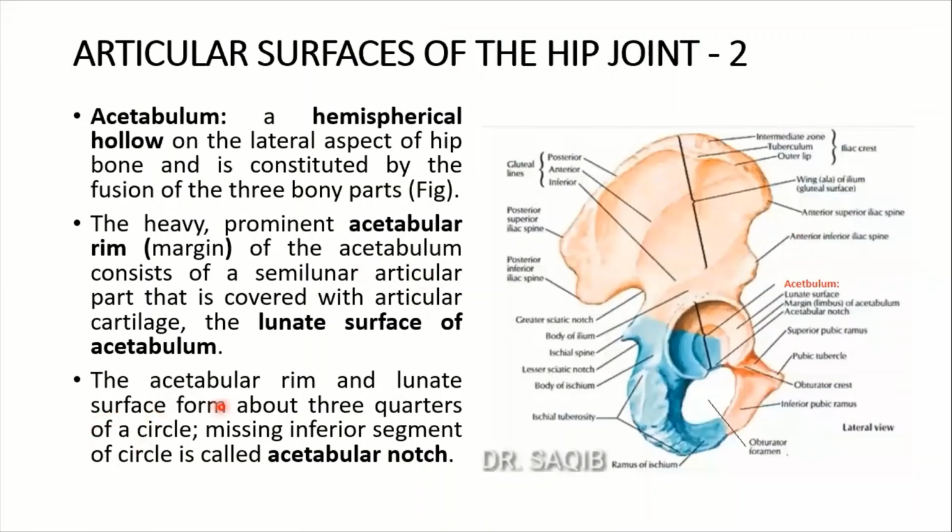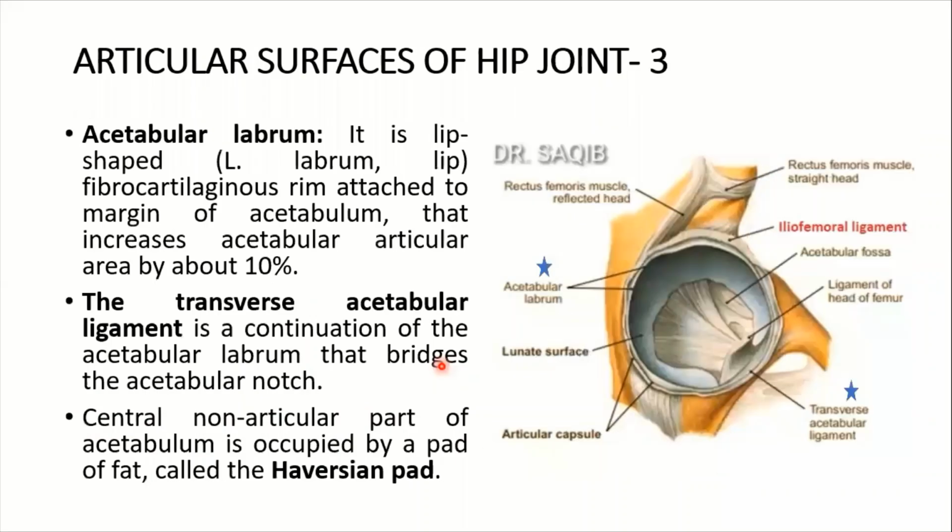And the acetabular rim and the lunate surface form about 3/4 of a circle. The missing inferior segment of the circle is called the acetabular notch. I showed you already this. So a few words about the acetabular labrum. It is lip-shaped. The Latin word labrum means lip. It is a fibrocartilaginous rim attached to the margin of the acetabulum that increases the acetabular articular area by about 10%.